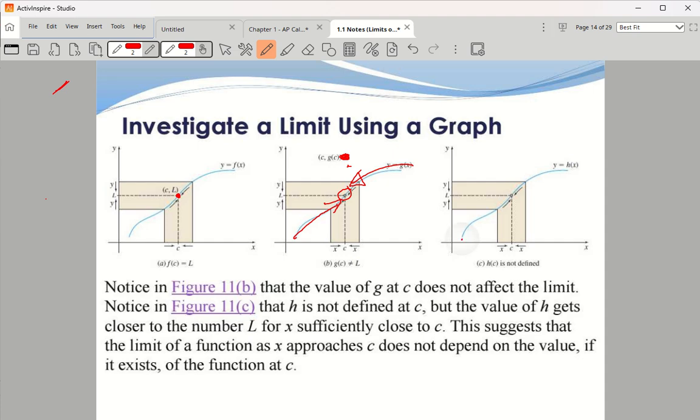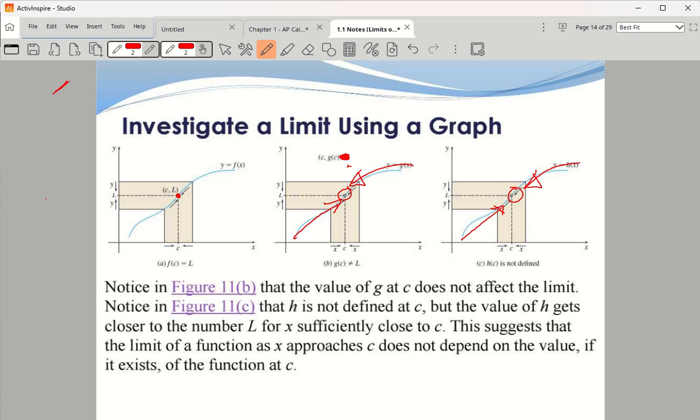And this one right here, it's only an open dot here. So it's only an open dot. That means the function does not exist there, but the limit does. The limit does, because both sides approach that number. Does that make sense?